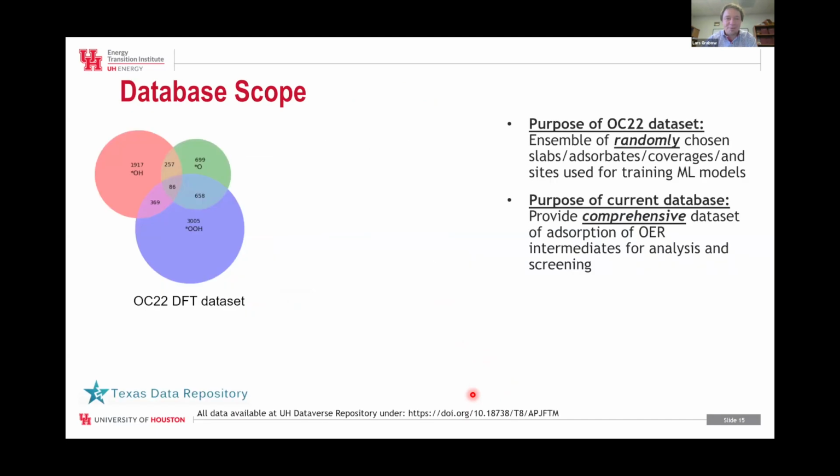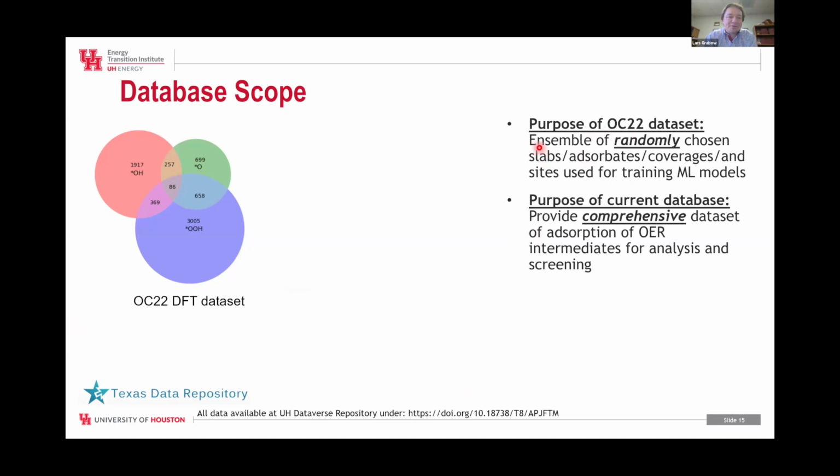Now, we always get asked, well, if you already have the OC22 dataset, why can't you just screen that and work with that? Well, the OC22 dataset was created with the intent to train an ML model. So there were random combinations of surfaces, so slabs, adsorbates, and coverages chosen. And that was done to have a relatively large training domain for the machine learning model.